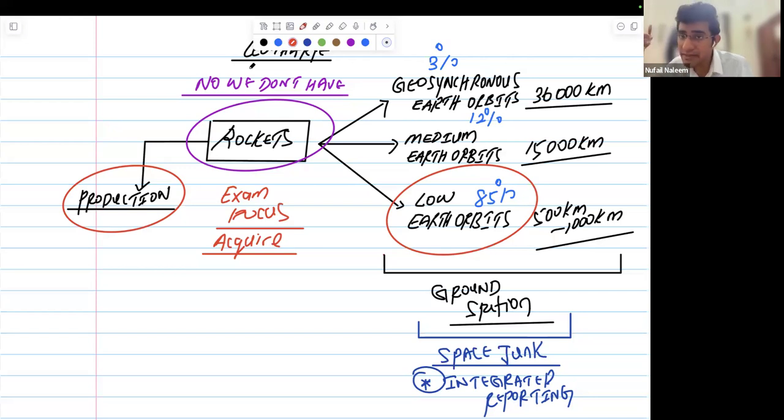Correct, no, students? I believe that everyone got that perspective very clearly. And there is an element of space junk, which the students need to keep in mind, because space junk is related to integrated reporting, which may come in the examination. For sure, every time they're testing it.